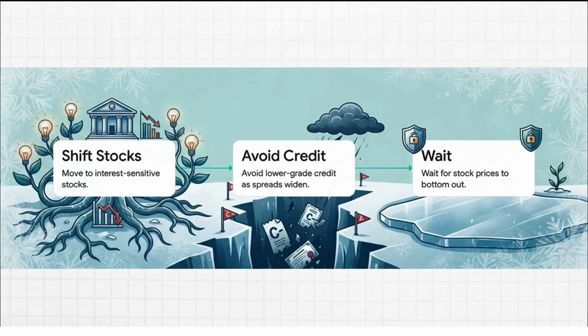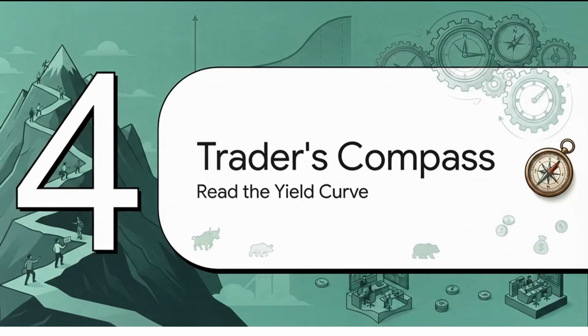So how on earth do you survive this economic winter? Well, you have to shift your focus entirely. Move into interest-sensitive stocks that can hold their ground or even catch a tailwind as the central bank drops rates. You absolutely positively must avoid lower-grade credit and high-yield bonds. Default risks are surging right now, and credit spreads will widen drastically. Honestly, your main job in winter is just to protect your capital. Stay safe and wait for stock prices to finally bottom out so you're ready when the cycle resets into a brand new spring.